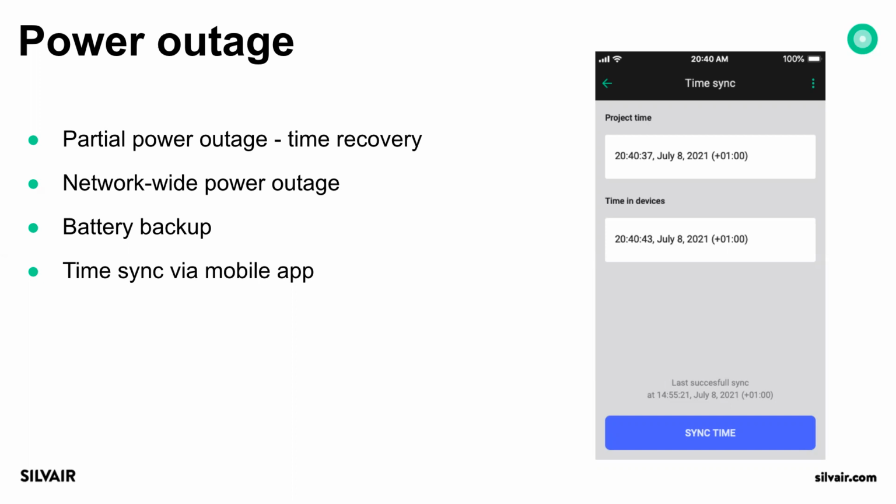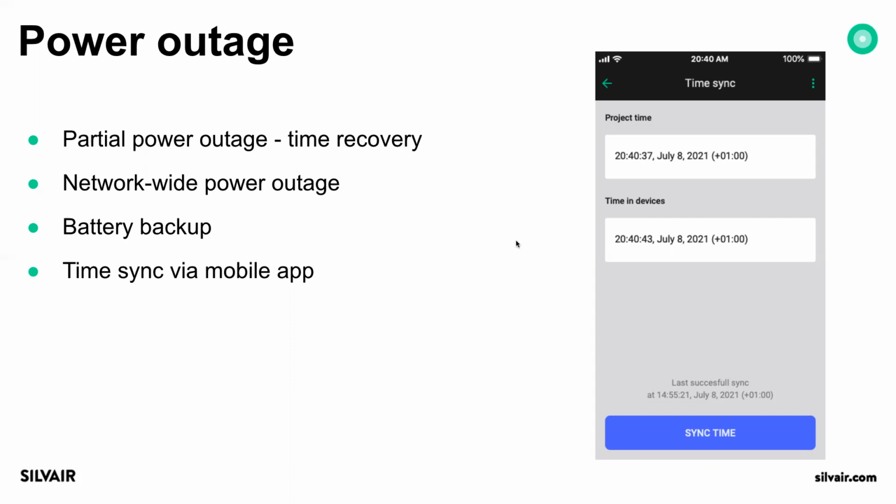In a project where there is no real-time clock, or the outage is longer than the battery backup, we need to synchronize time after the power outage with the network using the time sync feature that is available in the mobile app. So someone needs to be on site using the mobile app to synchronize the time.